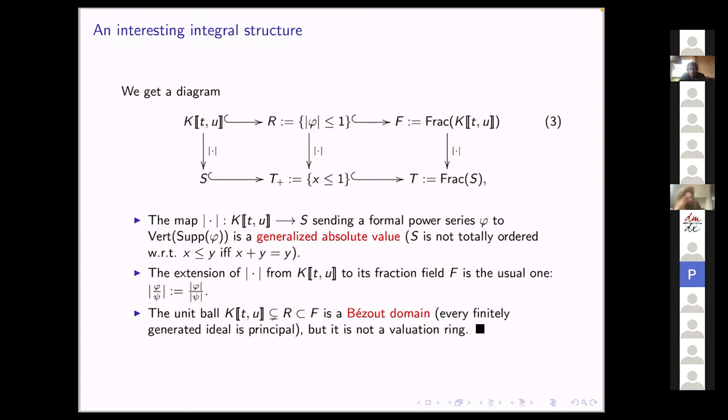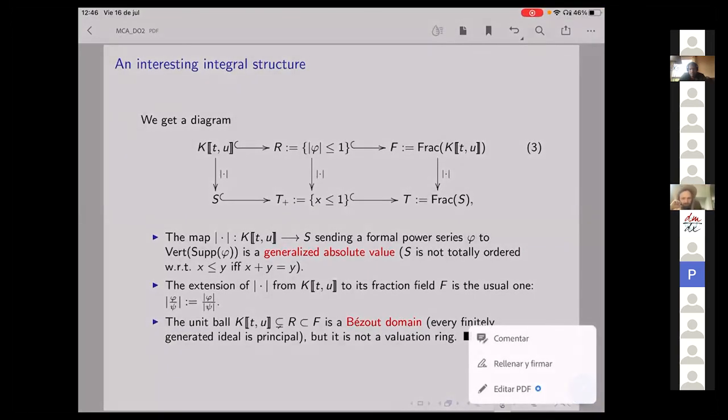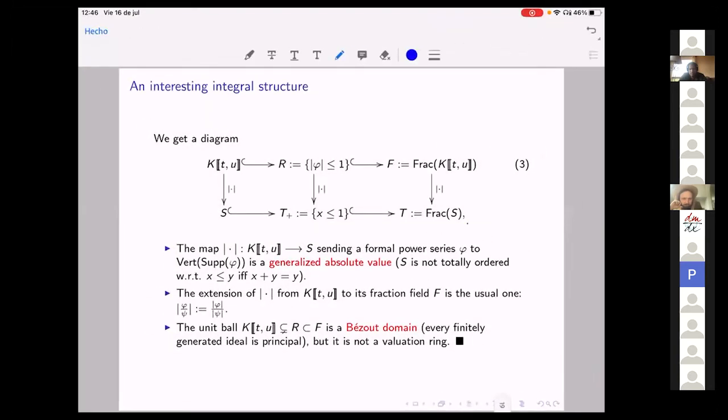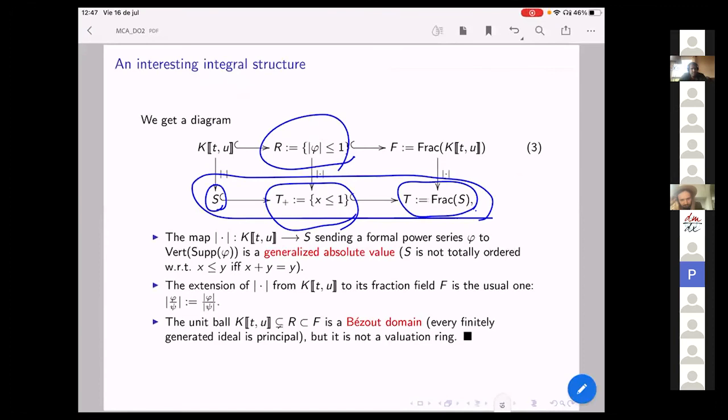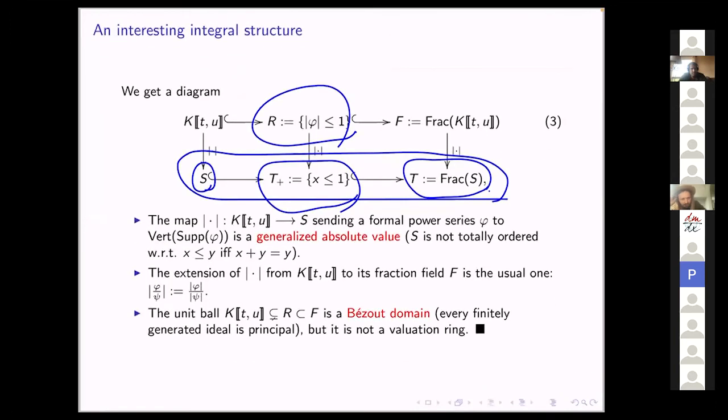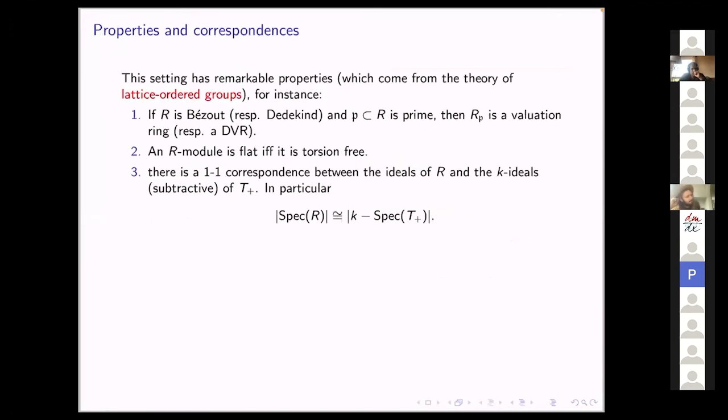And in the lower part, you can see a semi-ring analog of the first row. So this is the value group of your ring. This is the value semi-ring of your valuation. This is the value field or semi-field of your valuation. And this is the value ring of your unit ball. So there are some remarkable things to say about this diagram in this slide.